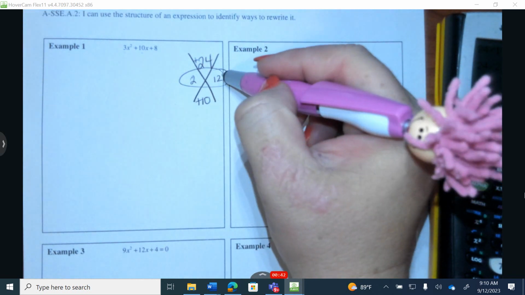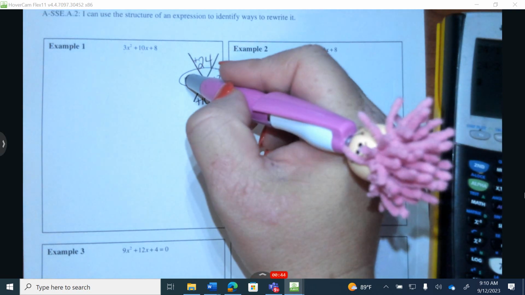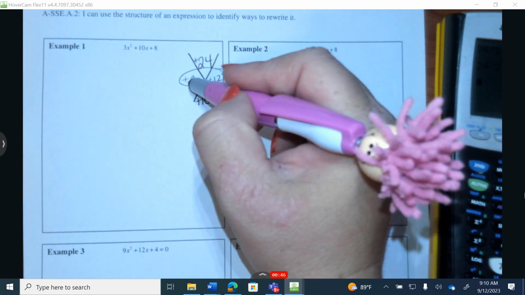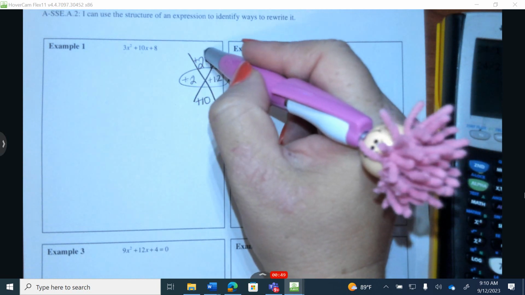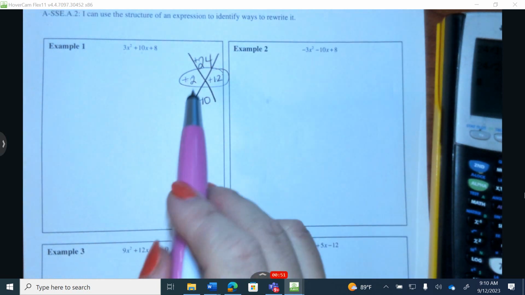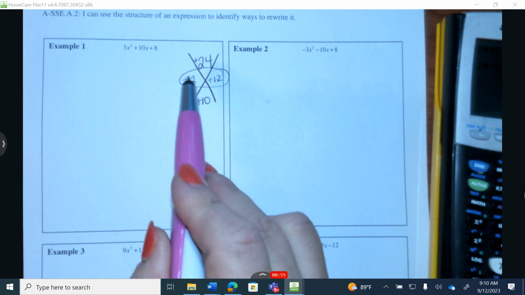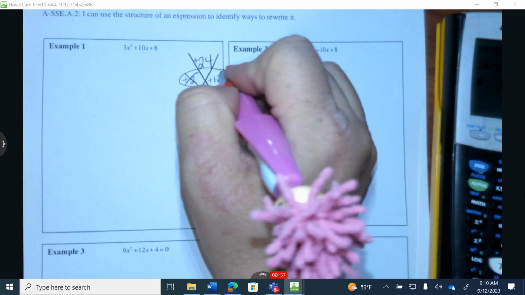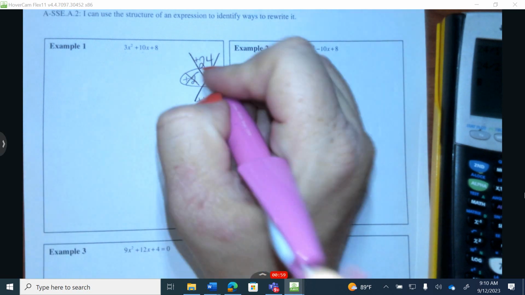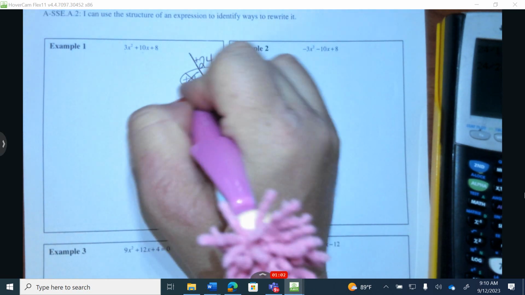Remember, I have to multiply to get a positive 24, so they both would have to be positive, or both would have to be negative to achieve a positive 24. The only way these two numbers can combine to a positive 10 is if they're different signs. 2 and 12 do not work. 6 and 4 work, and they're both positive.